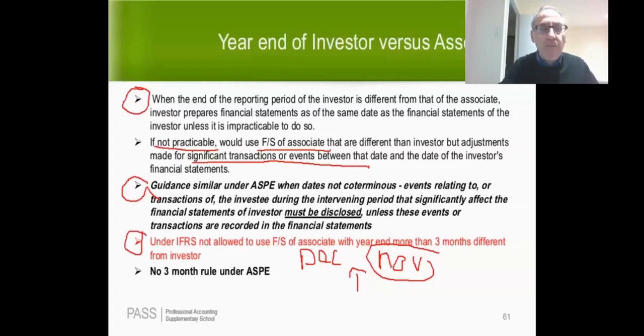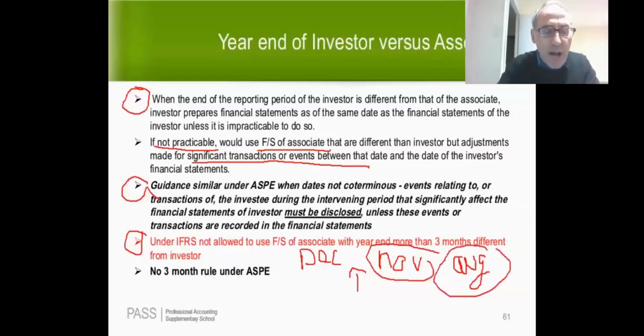So what I'm saying is the following. Under IFRS, let's say the investee has an August year end and the parent has a December year end. In that situation, it doesn't matter whether it's practicable or not to prepare special financial statements for the investee at December. It doesn't matter. As long as the statements are off by more than 3 months, and from August to December is more than 3 months, it's 4 months, you have no choice. No matter how difficult it is, you would not be allowed to use those August statements.